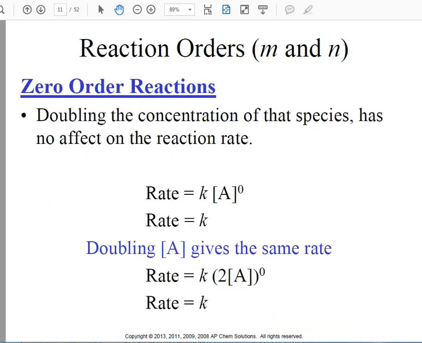Alright, so now let's break that down a little bit further. Let's talk about zero order reaction. If you have a reactant that is zero order, what that means is that it is not determining at all the speed of the reaction. It has no effect on the speed of the reaction.